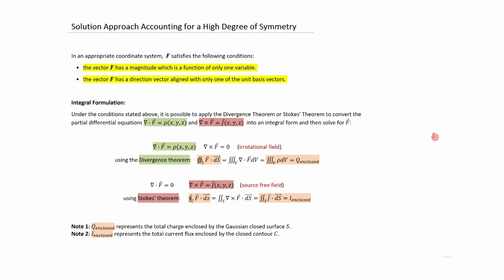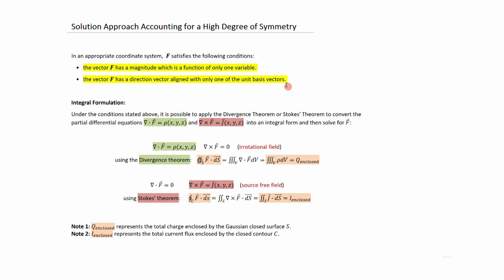Okay, so next thing is basically to look at the solution approach accounting for a high degree of symmetry. These are the conditions you're looking for. In an appropriate coordinate system, F satisfies the following conditions. First of all, the vector F has a magnitude which is a function of only one variable. And secondly, the vector F has a direction aligned with only one of the unit basis vectors.